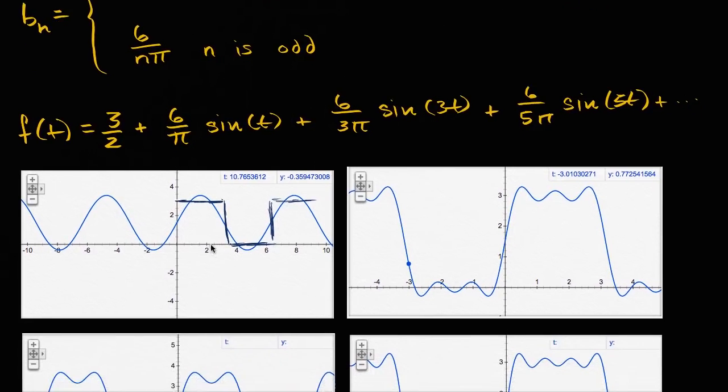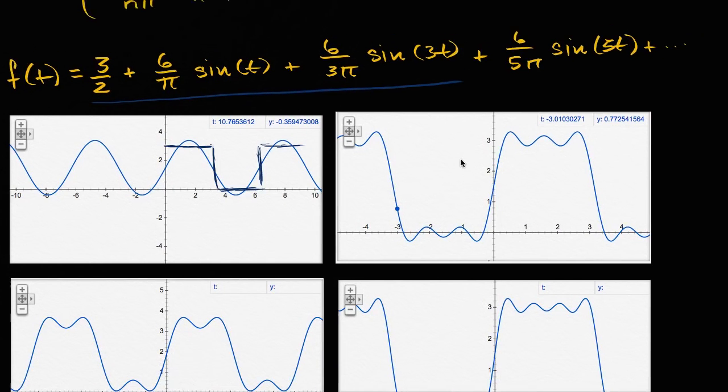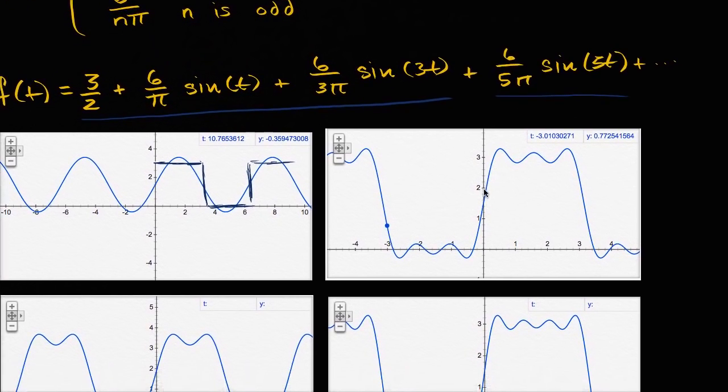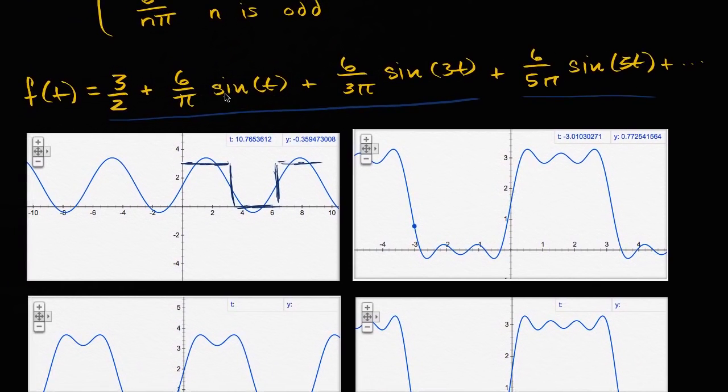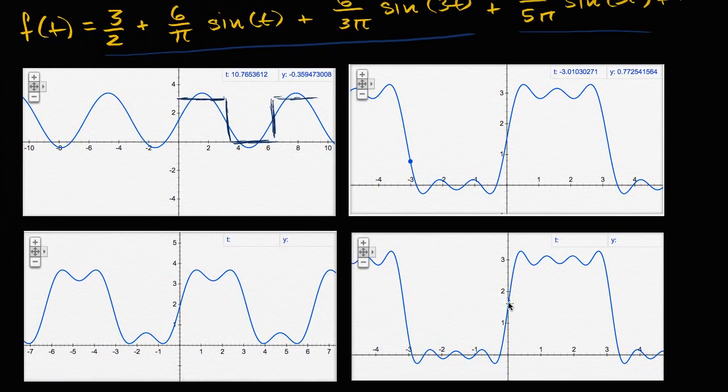But then as soon as you get to 3 terms, if you add the 6 over 3 pi sine of 3t to the first 2 terms, so if you look at these first 3 terms, now it's looking a lot more like a square wave. And then if you add the next term, it looks even more like a square wave. And then if you add to that 6 over 7 pi times sine of 7t, it looks even more like a square wave. So this is pretty neat. You can visually see that we were actually able to do it. And it all kind of just fell out from the mathematics.